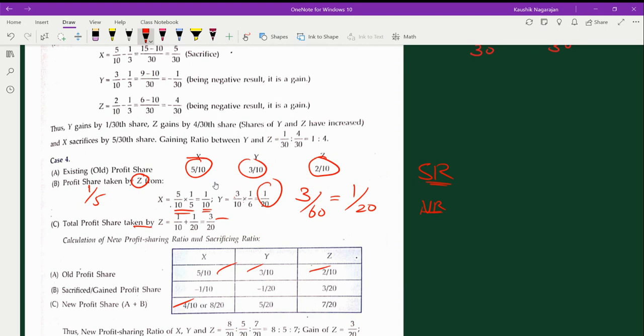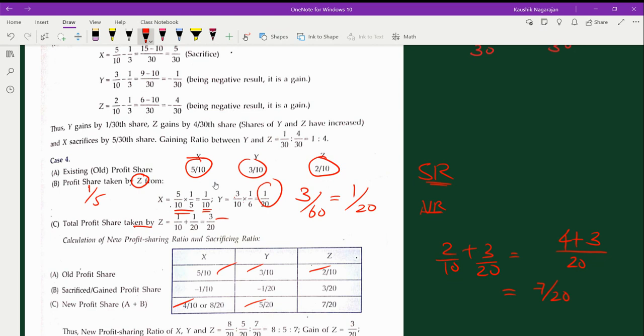NPSR. Similarly, in case of Y, you have 3 by 10, and if you take away the sacrifice done by Y, you'll get your NPSR. In the last case, you have to add. So 2 by 10 is the old one and 3 by 20 is the new one. Adding 2 by 10 plus 3 by 20, if you take the LCM, that gives you 20 as your base. So 10 into 2 and 2 into 2, that means 4, plus 20 into 1 and 3 into 1, that gives you 3.